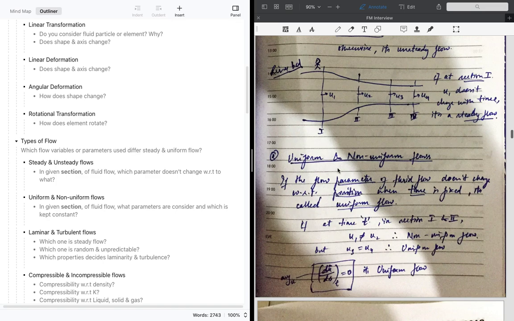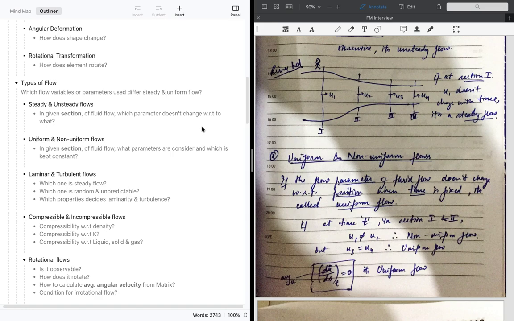The second one is uniform and non-uniform flow. So let's see what is written here. Steady and unsteady flow. In a given section of a steady flow, which parameter doesn't change? In this case, time doesn't change. In a given section of the fluid flow, which parameter is considered and which is kept constant?